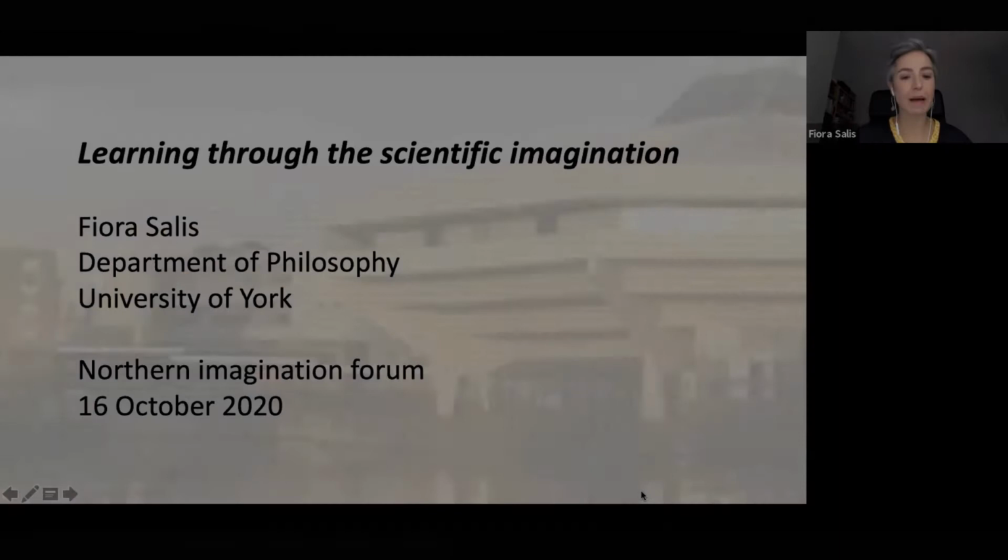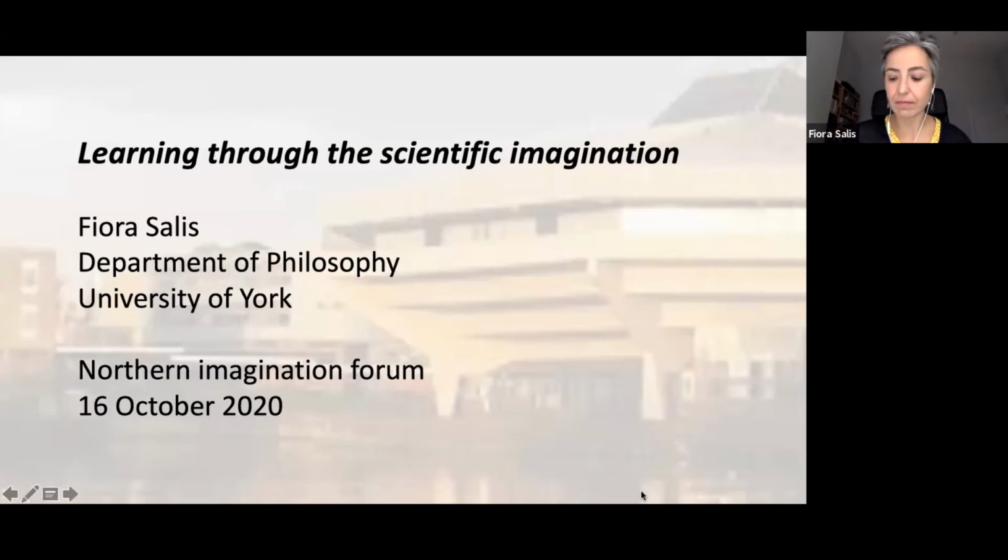So my talk is going to be on an issue that has recently attracted some attention from philosophers working on the epistemology of scientific models. And you see from the title, Learning Through the Scientific Imagination, it's a talk that will explore the possibility of learning through the sort of imagination that is involved in modeling. And this is my area of research at the moment, my main area.